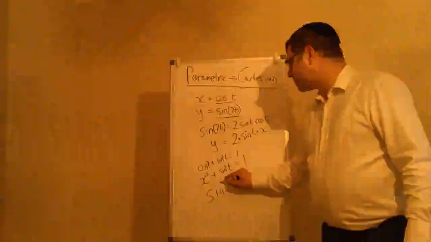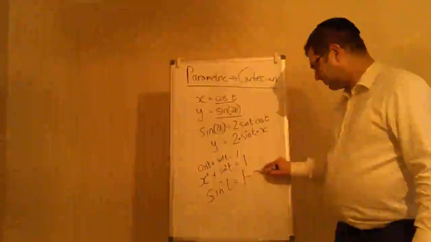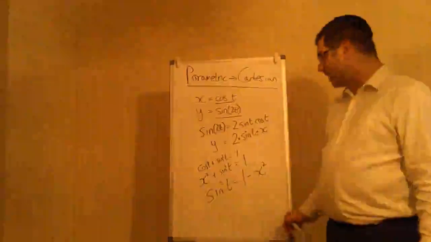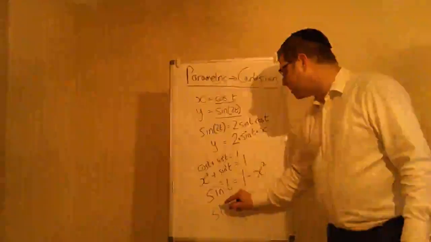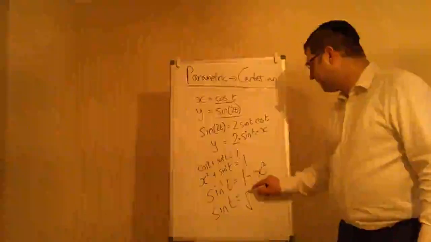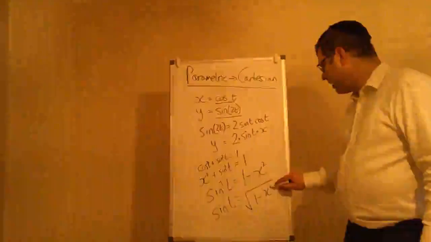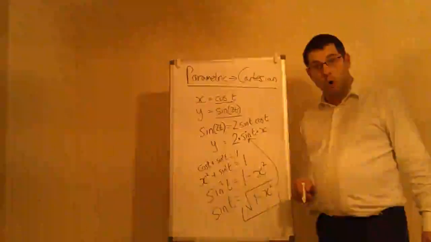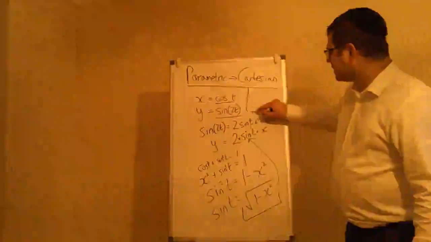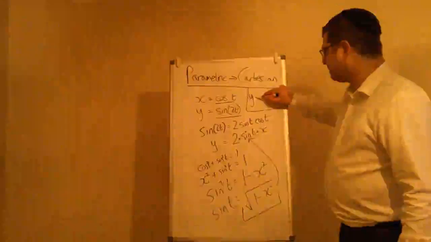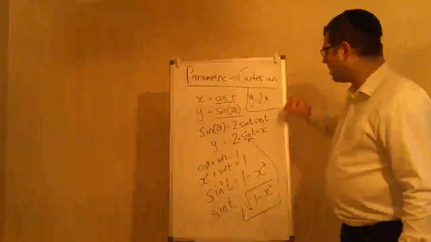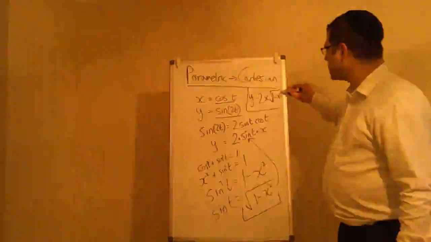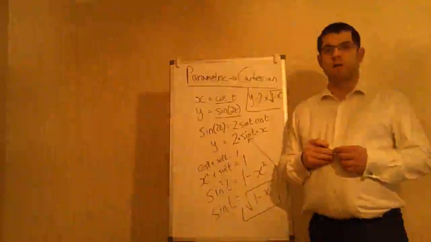Therefore, sine squared t is 1 minus x squared, but we don't want sine squared t, we want sine t. So then I need to square root both sides. And then we take this and we insert it in replacement for sine t, which means the final answer is y is 2x, I've squeezed the x next to that 2, and then 1 minus x squared, all square rooted.